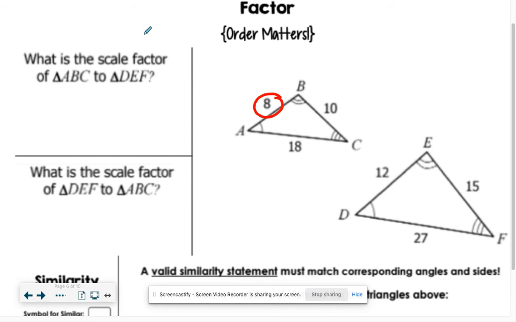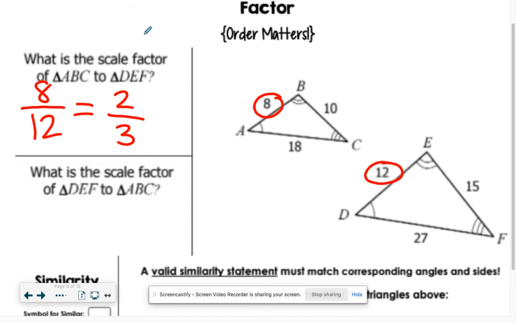So we're going to have 8. And what's our smallest side on this triangle? DE, which is 12. And then we always want to reduce. What does that reduce to? 4 goes into both of them, right? So what's 8 divided by 4? 2. Yeah, 2/3.